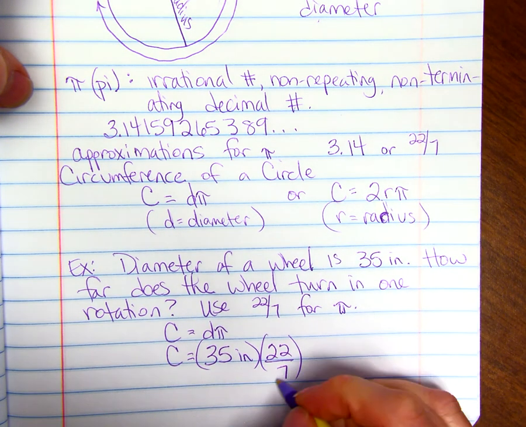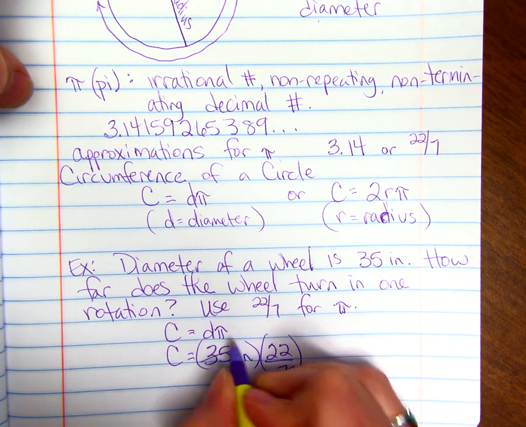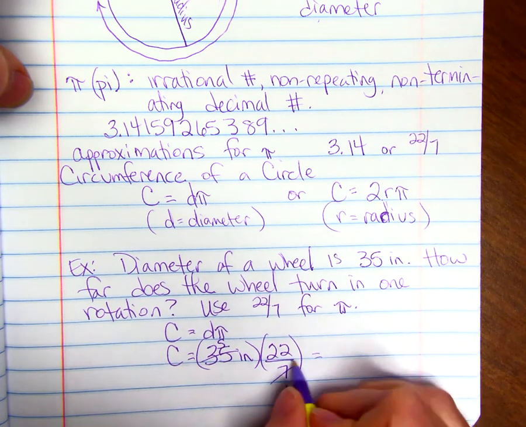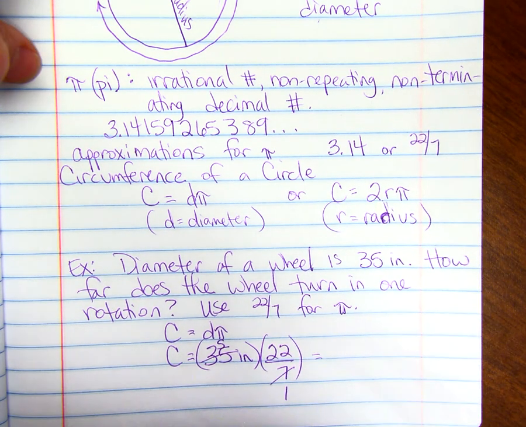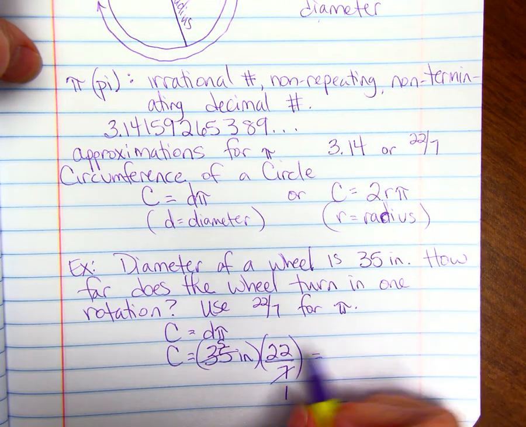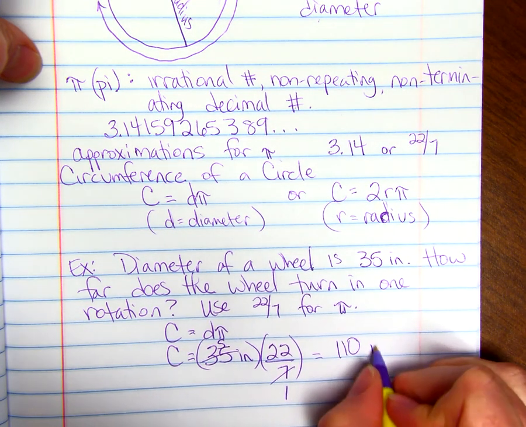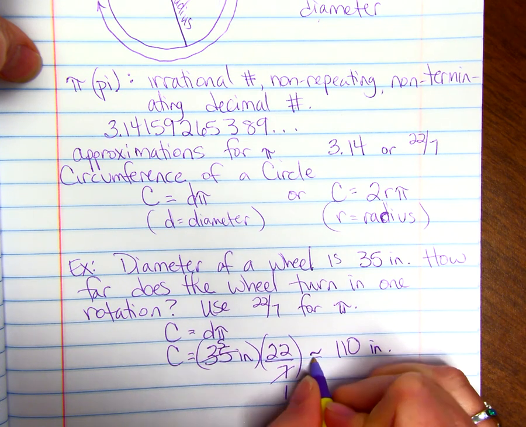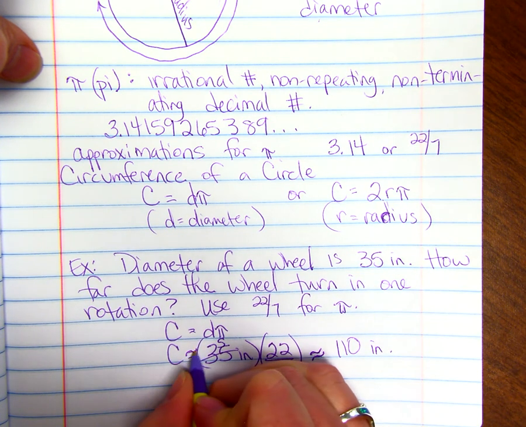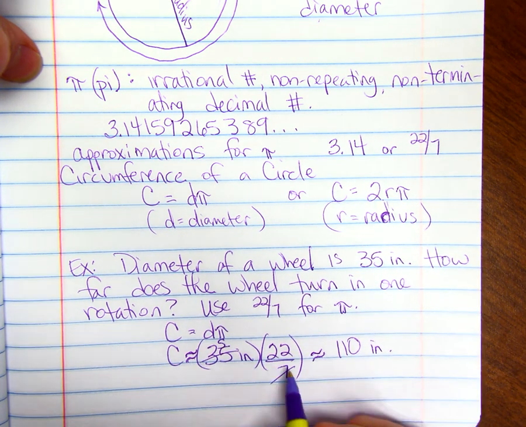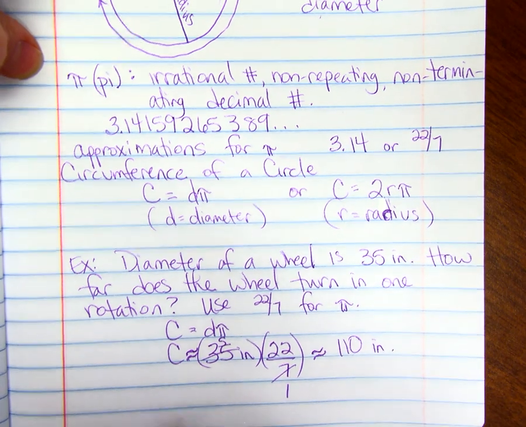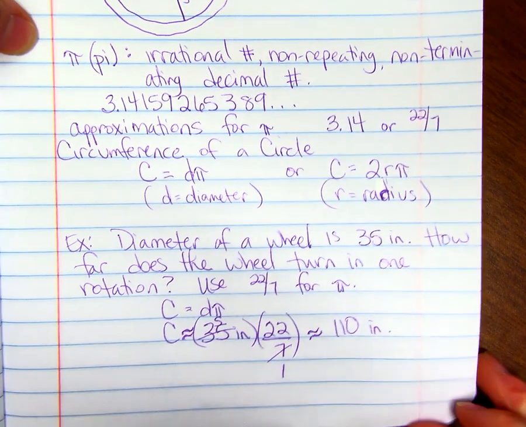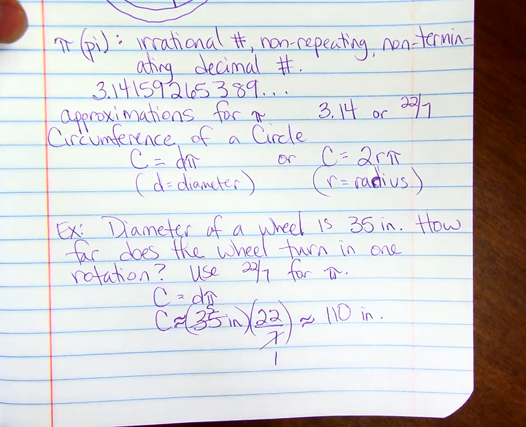Then we can cancel. 7 goes into 7 once, into 35 5 times, and we have 5 times 22, which is 110 inches. Now, instead of putting an equal sign here, I'm going to put an approximately. In fact, here too, because we didn't use the actual number pi, we used an approximation. So it's approximately 110 inches for the circumference.